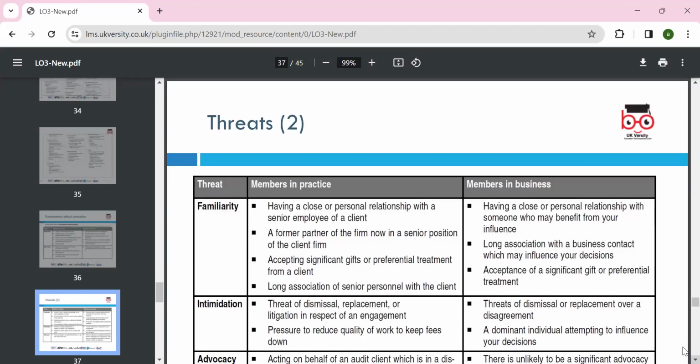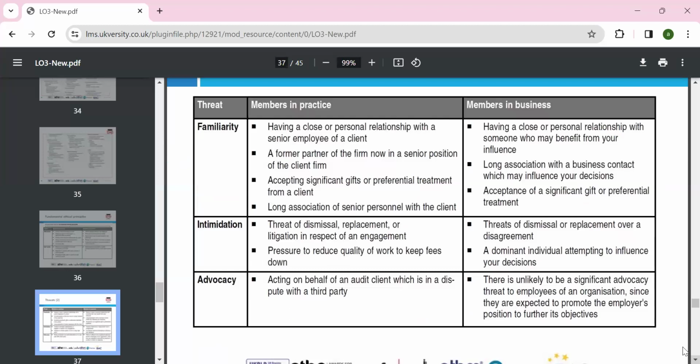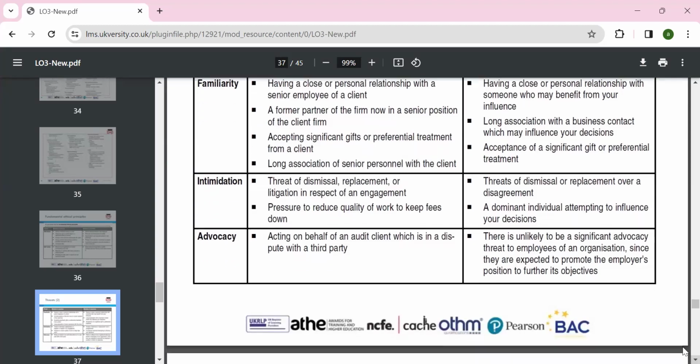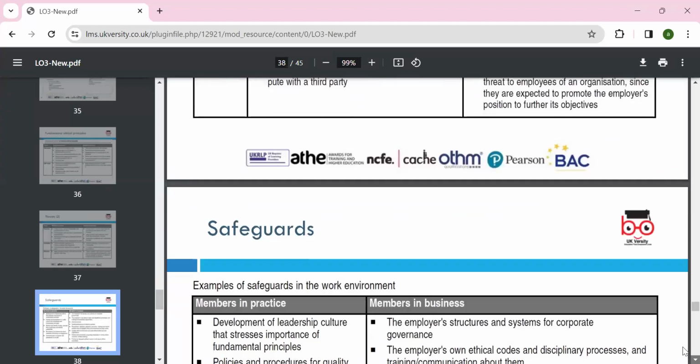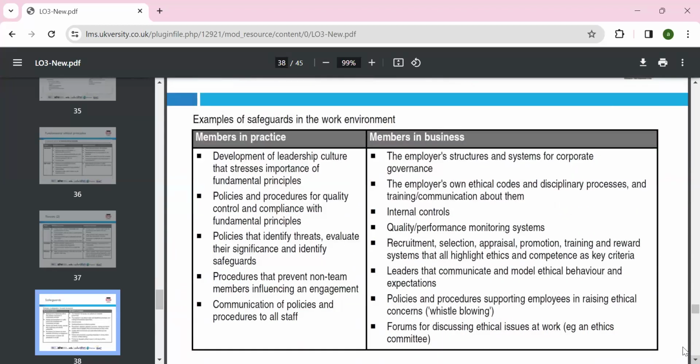Familiarity: if we know each other for a number of years, and gifts, that can be a problem and can compromise. Intimidation: yes, it will say, no, you're in my job and you're in our business, depending on each other. So that can be part of intimidation. Pressure to reduce the quality of work to keep fees down can also be intimidation. Advocacy: acting on behalf of an audit client in a dispute with a third party can create a problem as well. Or if a takeover or merger is happening and both clients take advice from you, you have to think about how you draw the safeguards.